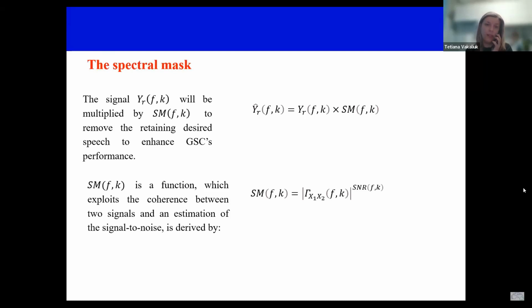And the spectral mask, as we know, the author proposes a spectral mask because the reference signal often remains a speech leak. Therefore, the spectral mask can help remove the leaking desired speech to enhance GSC performance. And the spectral mask is a function which exploits the correlation between two signals and an estimation of the signal-to-noise ratio.